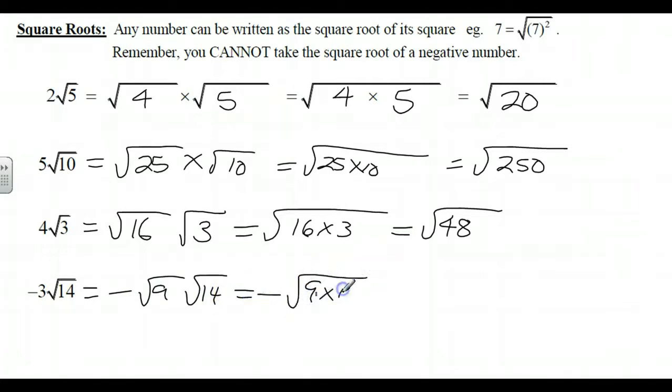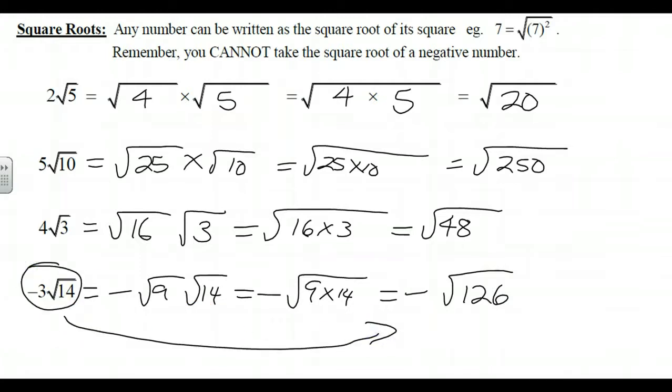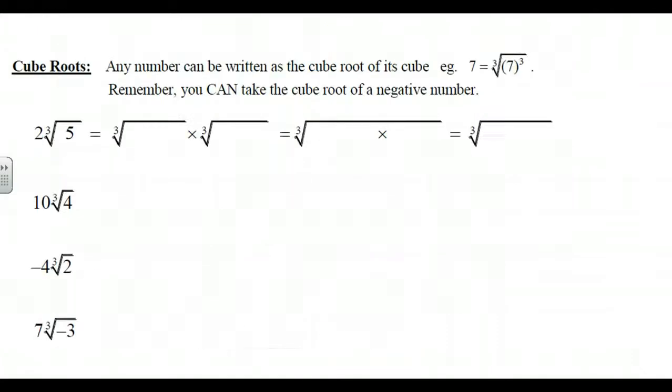And now we bring these together under the radical sign. We do 9 times 14: 9 times 10 is 90, plus 9 times 4 is 36, so 126 is under the square root. But wait, it's negative. So it's negative root 126. Because this is negative, it has to end up as negative.